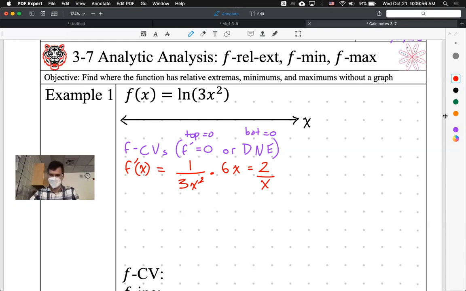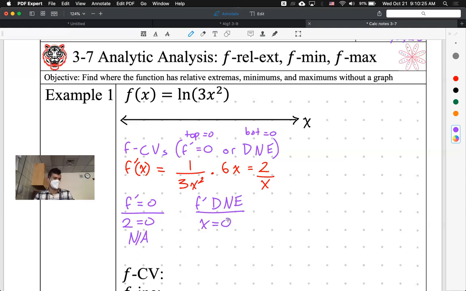So I can annotate exactly what's happening here. So when you're finding FCVs, when F prime is equal to zero, that really means I'm setting 2 equal to zero. And yeah, no answer. So you can say not applicable, can't do anything. When I'm saying F prime DNE, that means I'm trying to find where the denominator is equal to zero. And that's as simple as setting the denominator x equals zero. And we don't even have to do any math. We just say, okay, x is equal to zero. Okay, so we have one CV. It's at x equals zero.